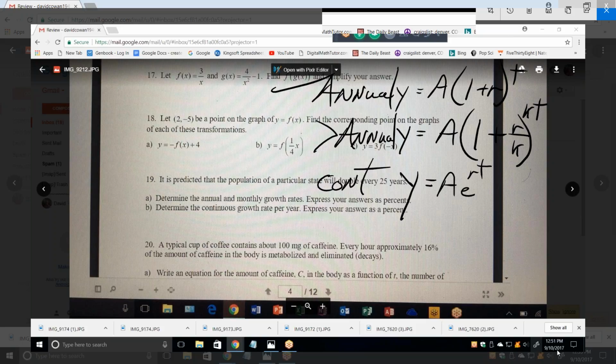Okay? So the annual says that the amount is going to be the initial amount. Well, it doesn't matter what the initial amount is. All they've told us is that it doubles. So I can make any initial amount I want. Let's make it 1. I'm investing $1. Okay? And it's got to be 1 plus the rate to some time period. Now, determine the annual and monthly growth rate.